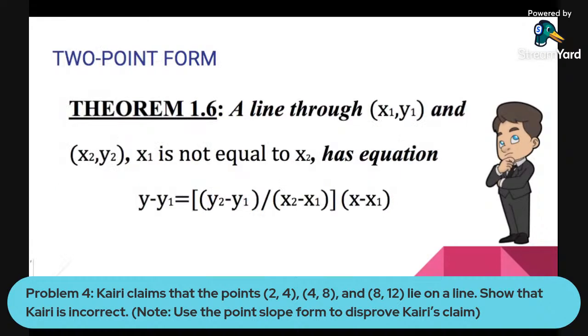Now, we have the 2-point form. Okay, this is a different form. 2-point form, a line through a point x sub 1, y sub 1, and x sub 2, y sub 2, where x sub 1 is not equal to x sub 2, has the equation y minus y sub 1 is equal to y sub 2 minus y sub 1 all over x sub 2 minus x sub 1 times x minus x sub 1.